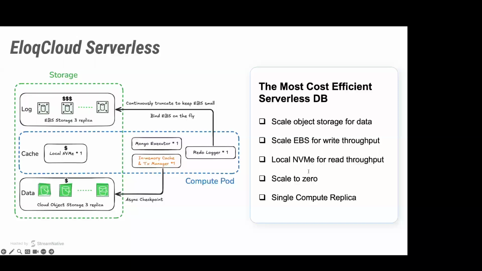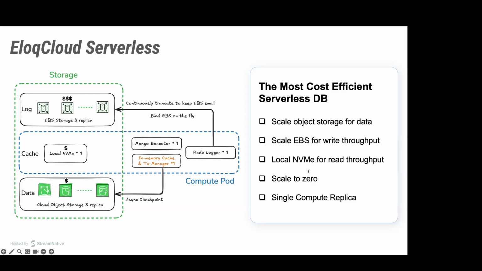Next, EloqCloud uses local NVMe as the cache of object storage. It can offer low latency and high IOPS compared to EBS. The bottom is the object storage. It can supply cross-AZ high availability and also has very good throughput when you need to warm your NVMe cache on the compute node when failover happens.